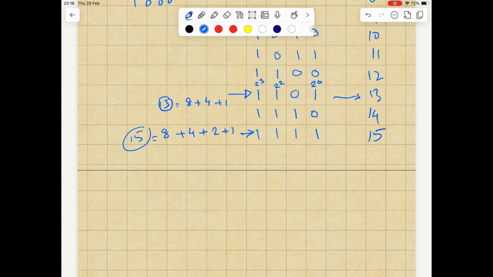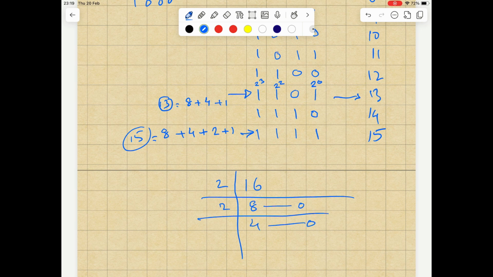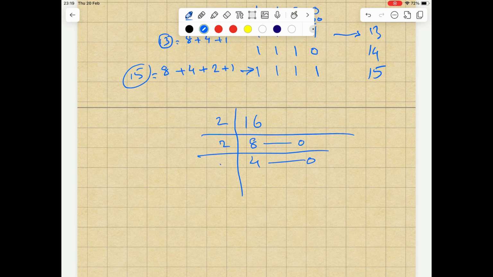So we write the number, say for example, we are given 16 to write. So we draw a line there, and then we divide by 2. So it'll be 8 2s are 16, remainder 0. And then 4 2s are 8, remainder 0. And then 2 2s are 4, remainder 0. And then 1 2 is 2, answer 1, and then remainder 0.